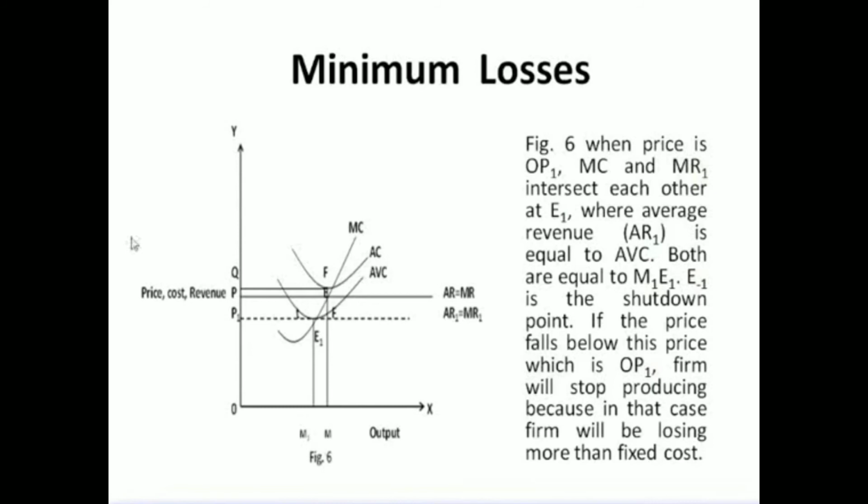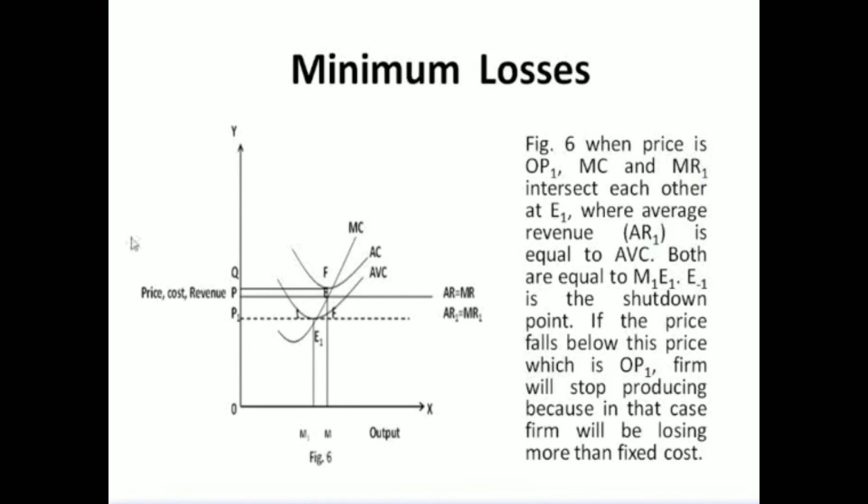AFC, or average fixed cost, is the difference between AC and AVC. It is shown in the figure here. That space between them is represented by the average fixed cost. Here in the equilibrium level of output, AC is greater than price, but the firm is not losing the full amount of cost. Only a part of the cost is lost because AR or price is less than AC. So the firm will continue the production, the firm will continue the business.